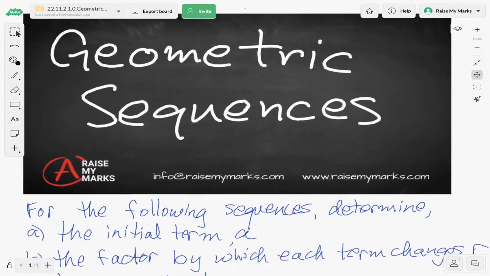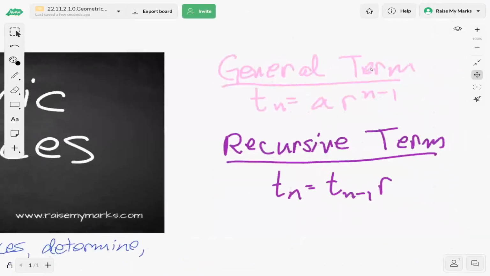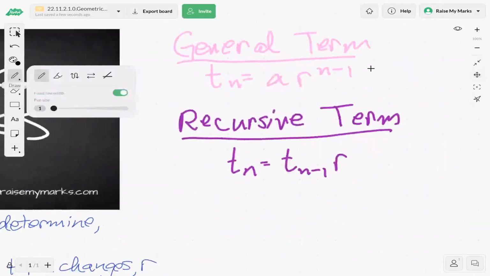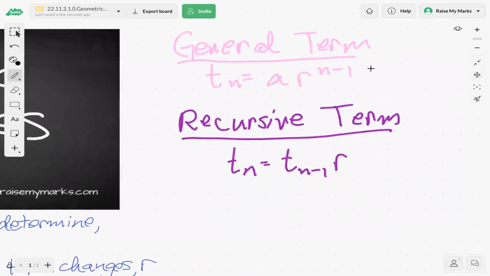All right, so first, what is a geometric sequence? A geometric sequence occurs when there's a multiplicative term involved. So terms are changing by multiplying values. For example, in an arithmetic sequence, we're adding a value to the previous term. For a geometric sequence, we're multiplying something to the previous term.